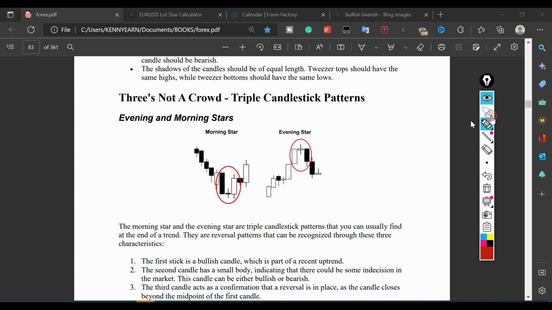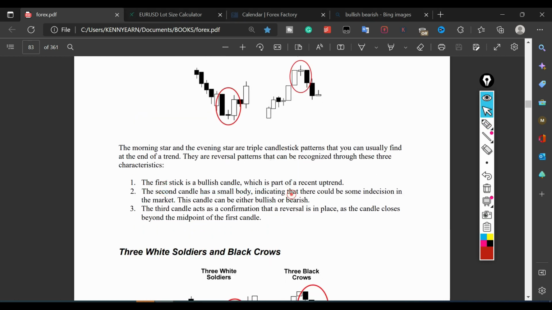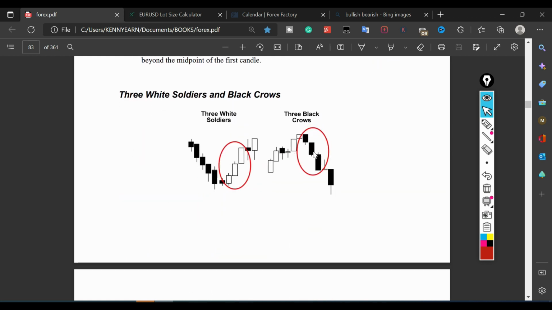You can read more about the details on the recognition. And then the next one is 3 white soldiers or 3 black crows. 3 white soldiers is basically seeing 3 good body candles from buyers, maybe after the market has traded down enough. That's a sign of reversal. The market wants to change trend.